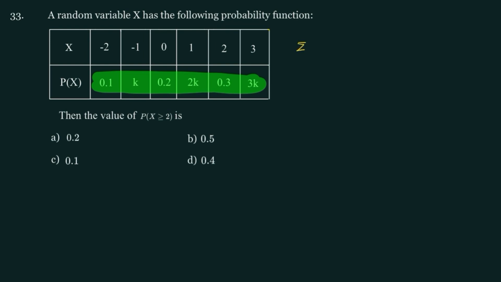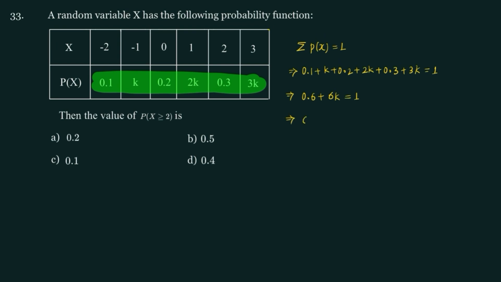So we know the sum of P of x equals 1. So this means we have to add all this, that is 0.1 plus k plus 0.2 plus 2k plus 0.3 plus 3k equals 1. So here if I add all decimals, it will be 0.6, and if I add all k, then it will be 6k equals to 1.